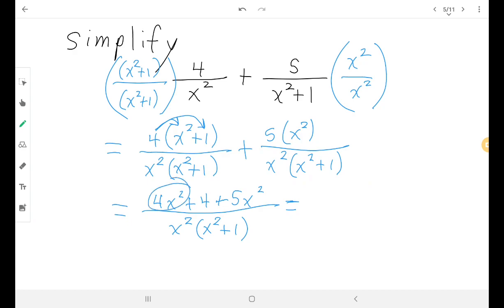So if I put 4x squared plus 5x squared together, that makes 9x squared. Those are like terms. And then I've got that plus 4 over the x squared times x squared plus 1. And then you look and see, can I factor this in any way that might be helpful to cancel stuff here? Well, I can't factor that at all, right?